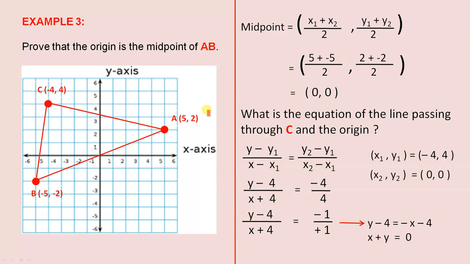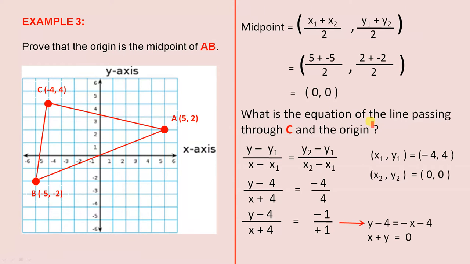Example 3. Prove that the origin is the midpoint of AB. So there's AB. We have to prove that the origin, which is 0, 0, is actually the midpoint of that interval. So here's the formula for the midpoint. We substitute the 2 points in. That's negative 5, negative 2 and 5, 2. So you substitute those in and you see that the midpoint is 0, 0 and that's the origin.